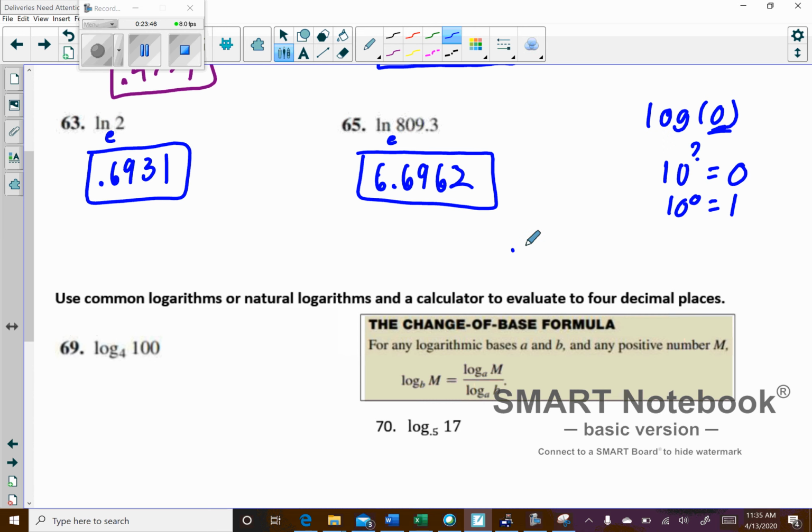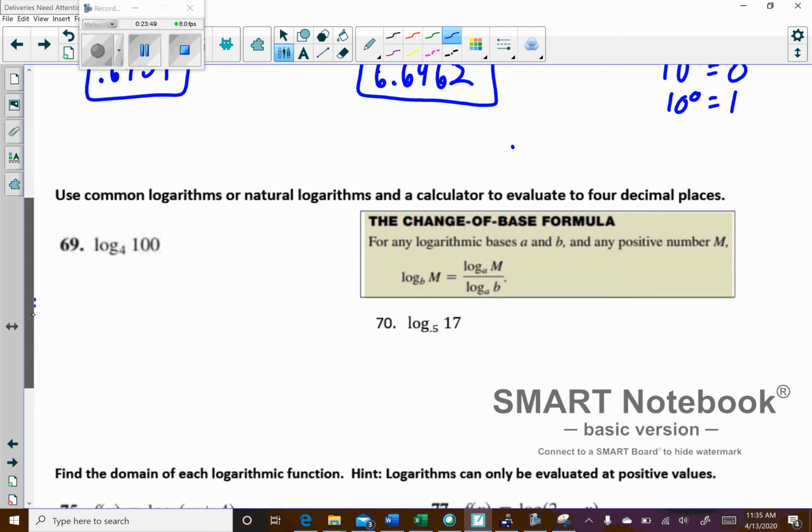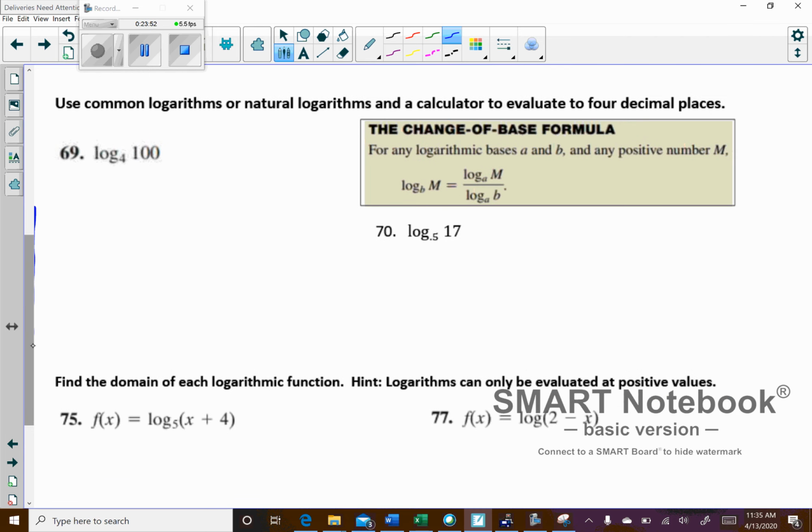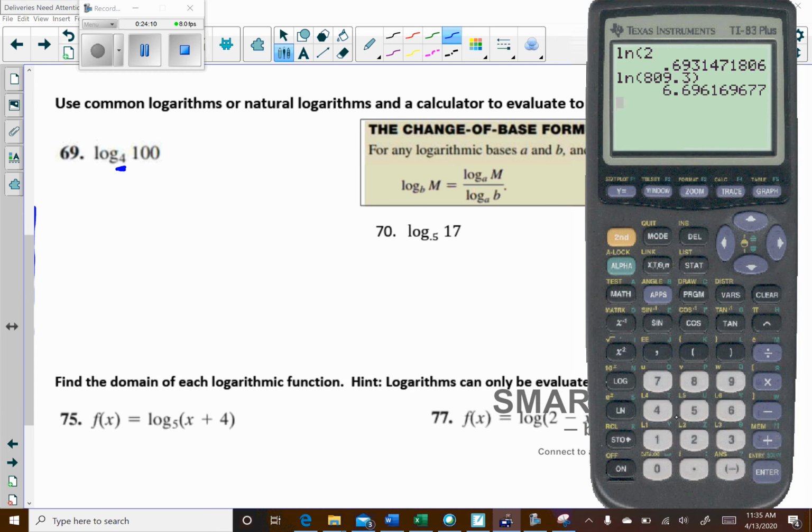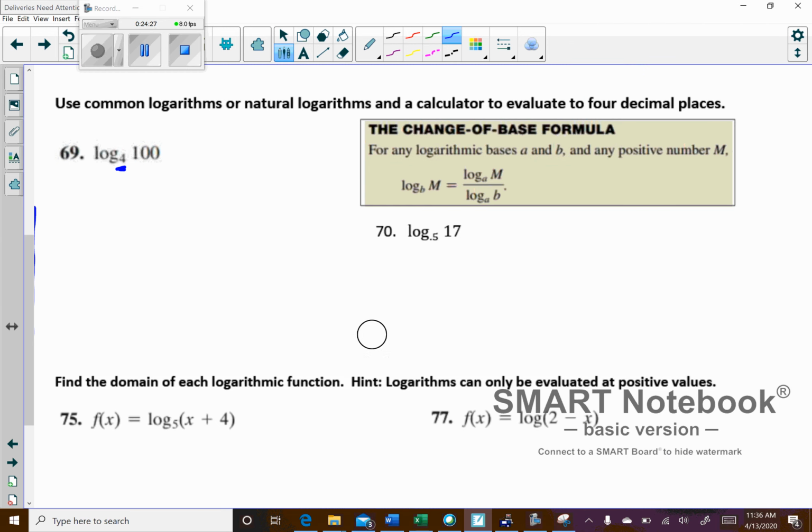Okay, the last thing that we are going to look at here is the use of common logs and natural logs to evaluate some of these where our base is not common or natural. So if you look at number 69, my calculator defaults to base 10. I don't have a base 4 key function. Some of your newer calculators actually do, where you can adjust it, but probably most of us aren't going to have access to those, okay? So if I can't change my base within my calculator, I have to use this thing called the change of base formula, and it's very easy to use.